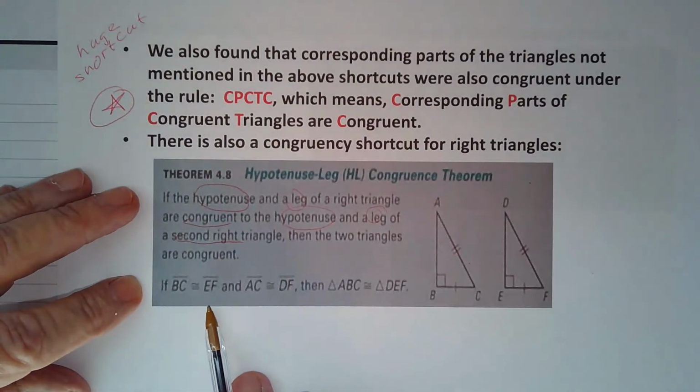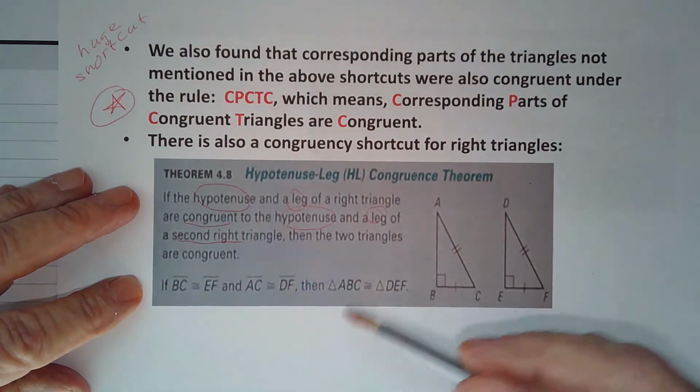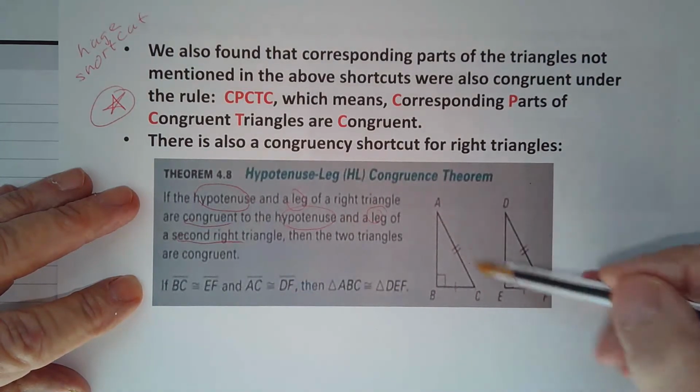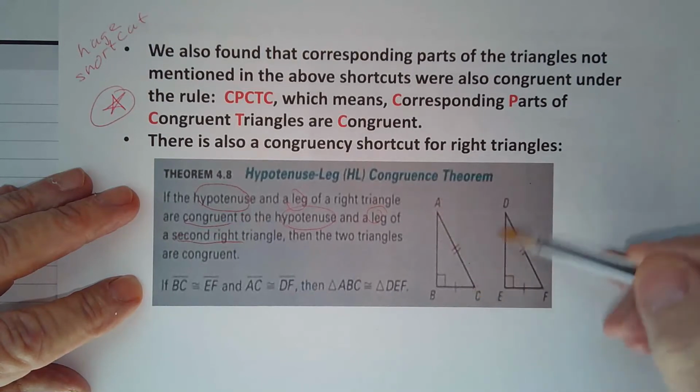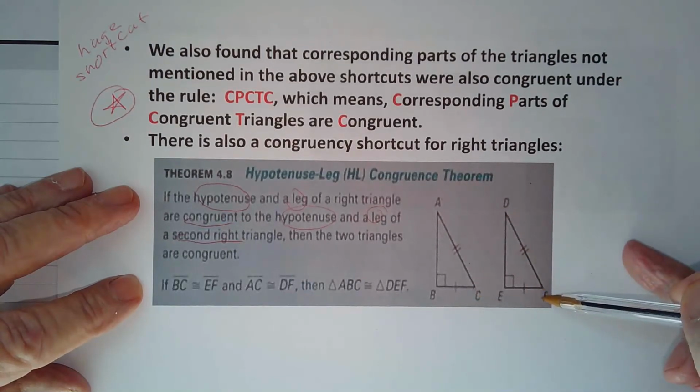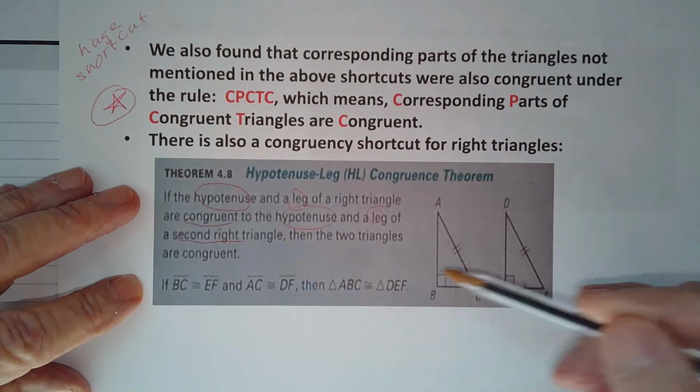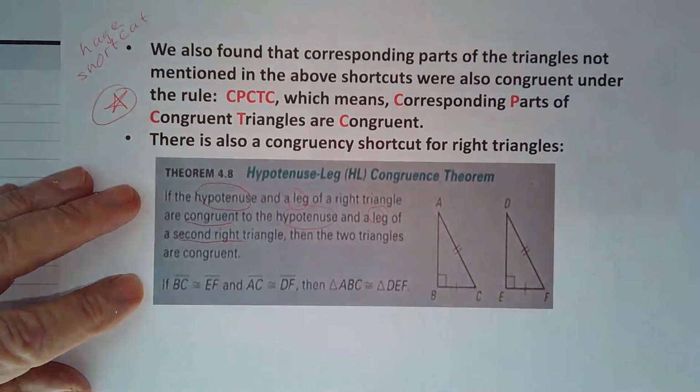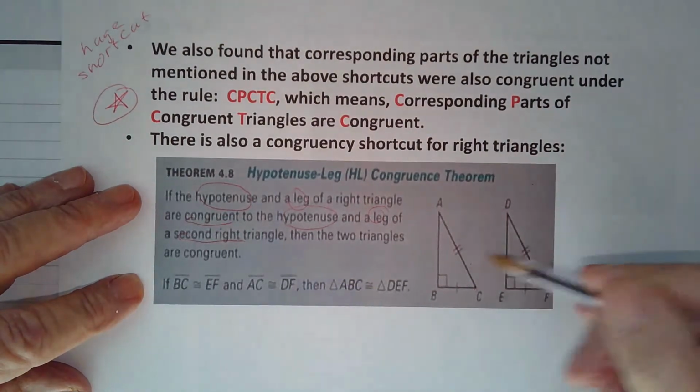So, okay, they said BC is congruent to EF, and then AC, which is the hypotenuse of this triangle, is congruent to DF, then triangle ABC is congruent to triangle DEF, these two triangles.